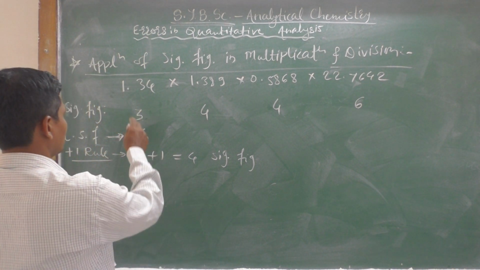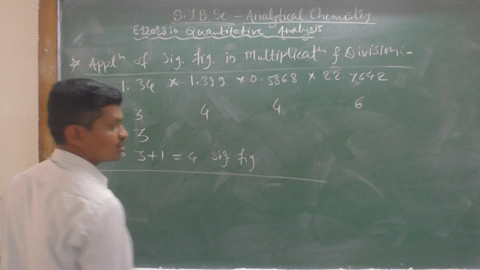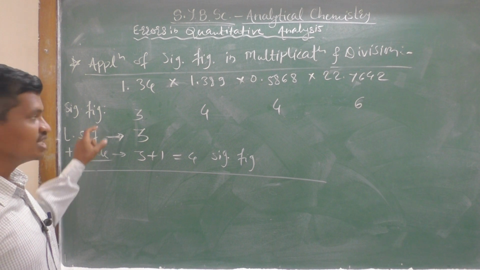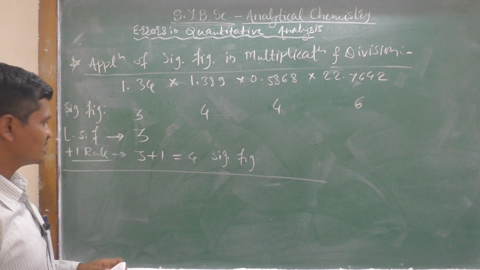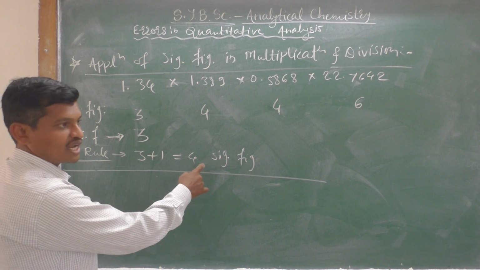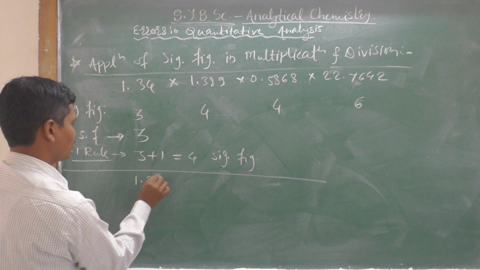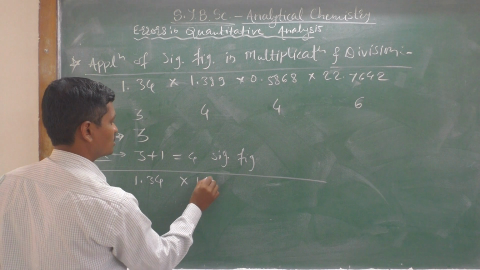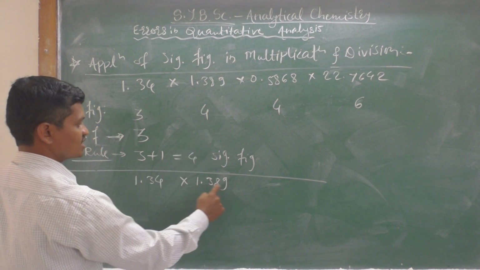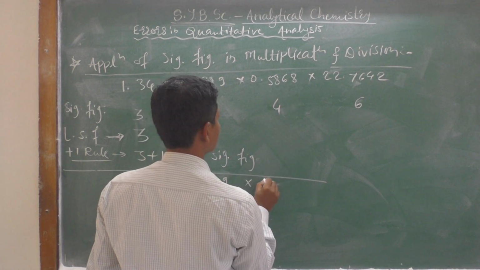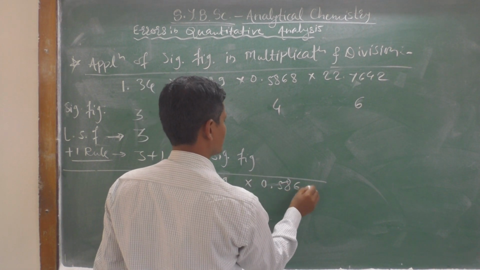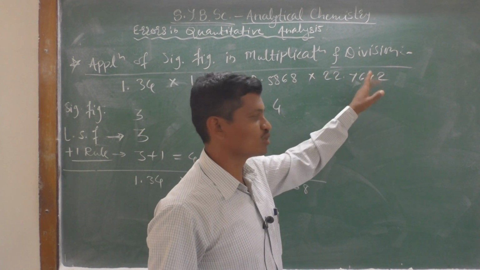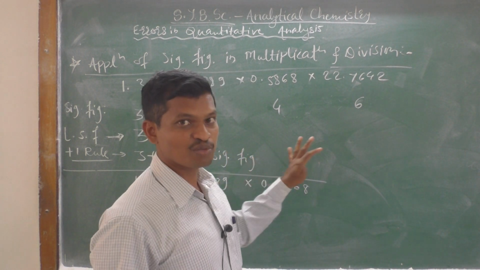Okay, so this numerical problem of multiplication can be written as per this +1 rule, in such a way that 4 significant figures are allowed in each value. Okay, 1.34, 1, 2, 3 allowed, and 1.389 allowed. Why? Because significant figures is 4. Again this number is allowed, 0.5868, but 22.7642 is not allowed as a whole. Only 4 significant figures are allowed.